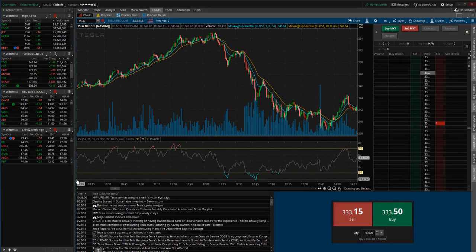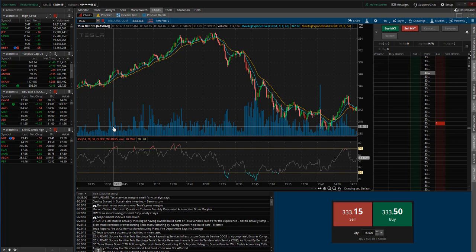So as we go back to June 12th, 2008, and look at Tesla, right here on the 1 minute chart at 10:37, you see that it actually breaks across that threshold of 70.